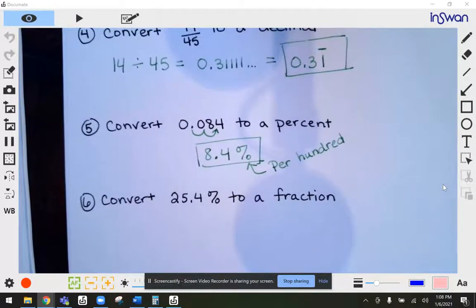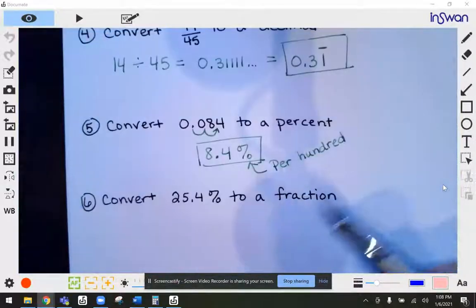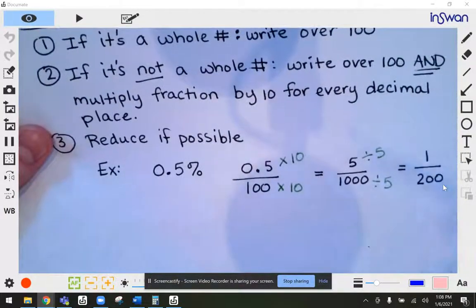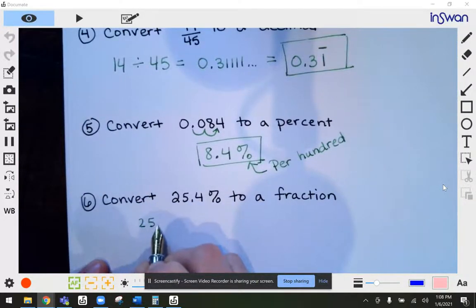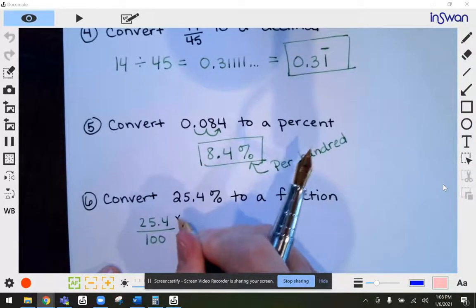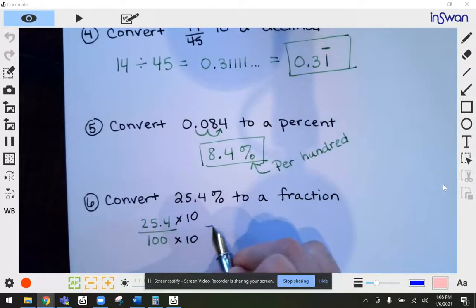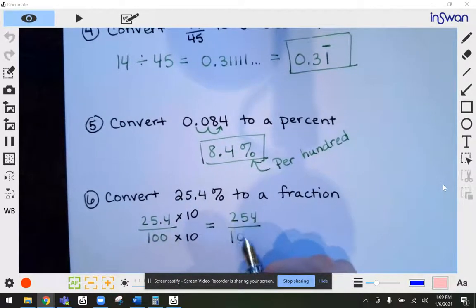All right, and our final one, convert this percent to a fraction. So if it's a whole number, write it over 100. It is not. If it's not a whole number, write it over 100 and multiply by 10 for every decimal place. So let's do that. We've got 25.4 over 100 and then multiply by 10 for every decimal place. I see 1 decimal place, so I'm going to multiply by 10. Remember, do that to the top and the bottom. That's going to give me 254 over 1,000.